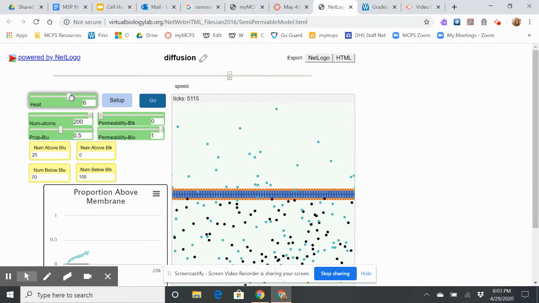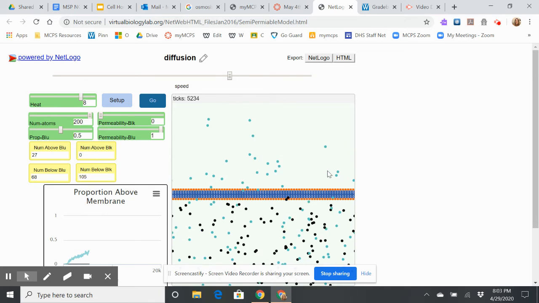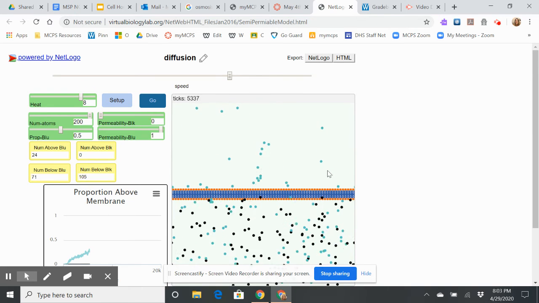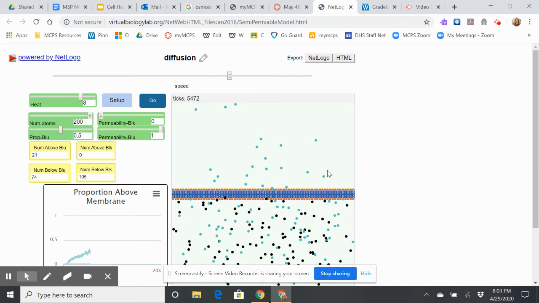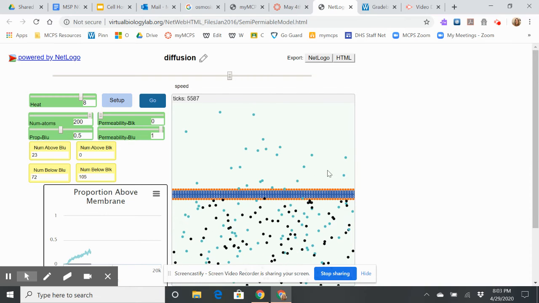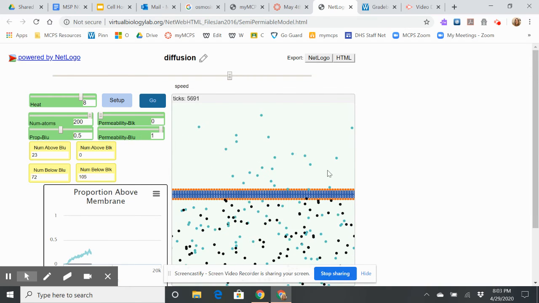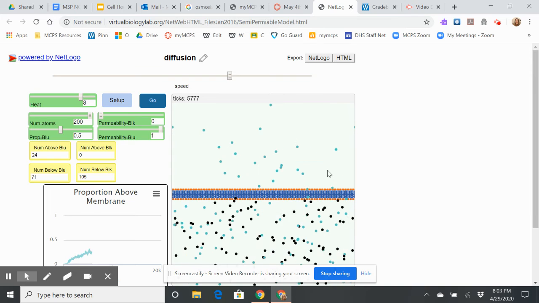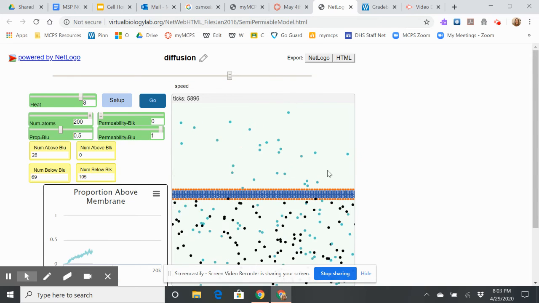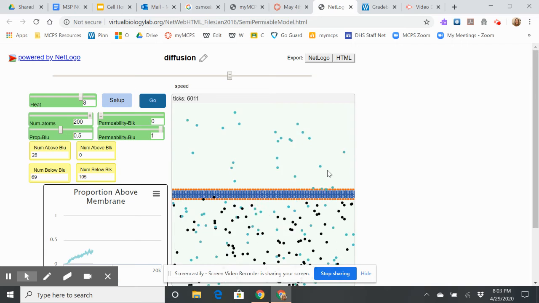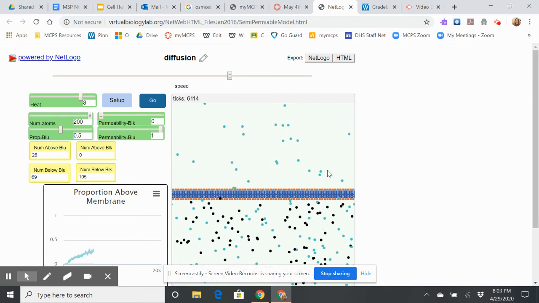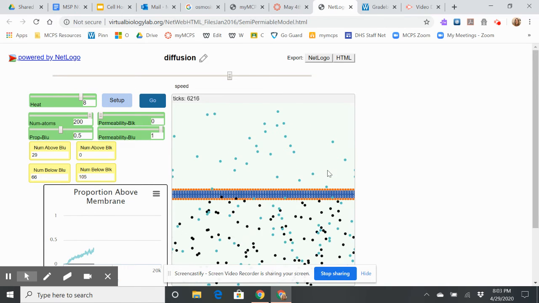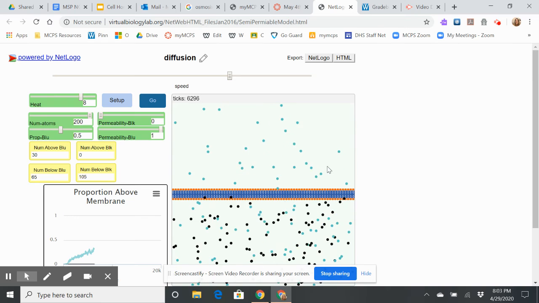If I increase the heat, then it starts to go even faster. Okay? So this is why it's really important in your body to be a certain temperature. If your body temperature slows or gets colder, then it slows down and the molecules move so slowly that they don't move across the membrane fast enough to keep you alive. Okay?